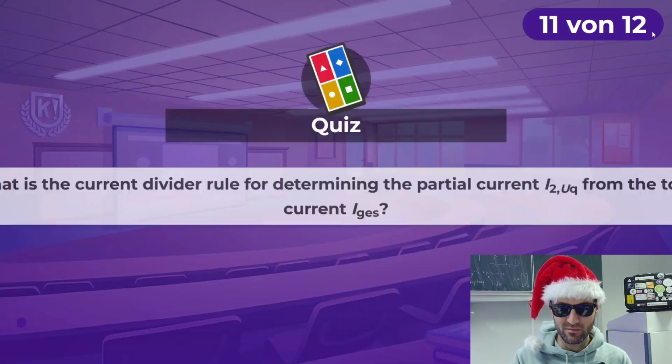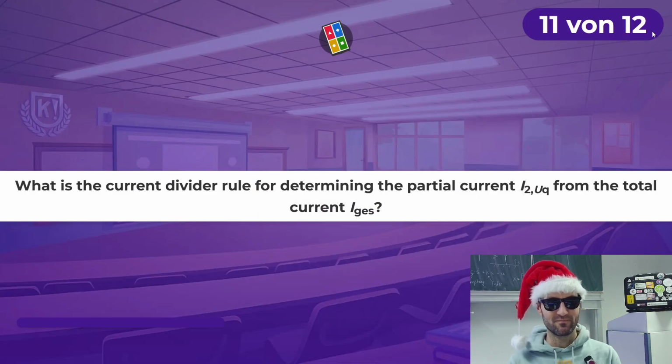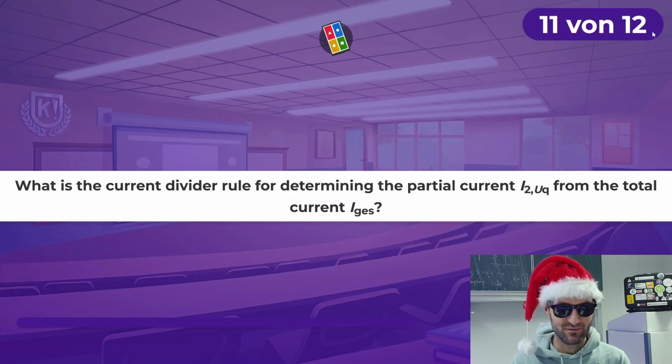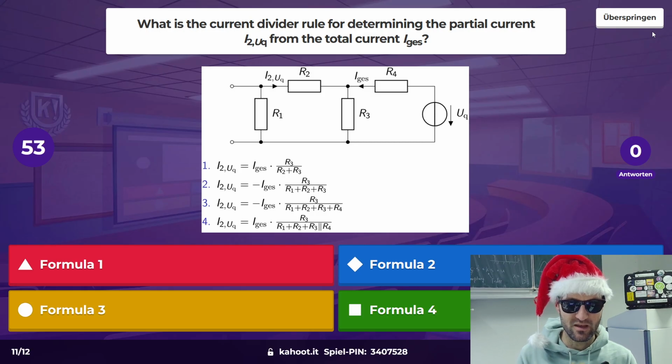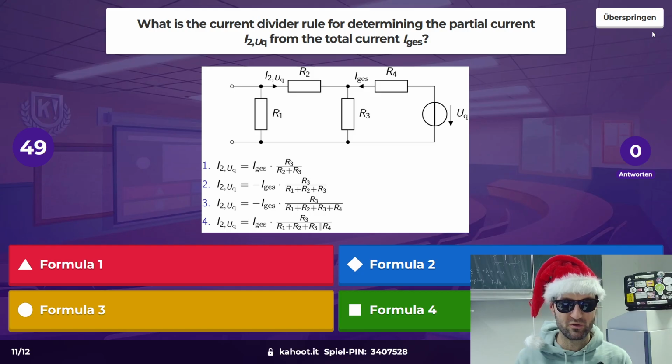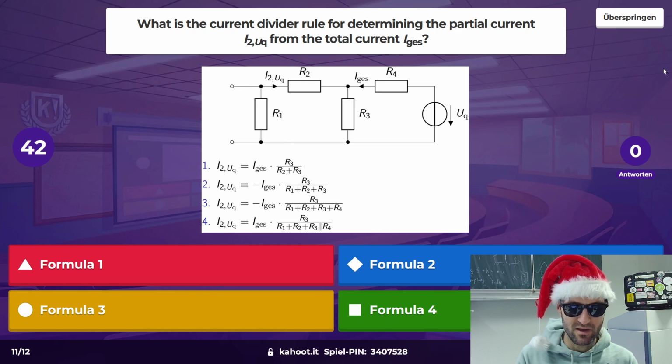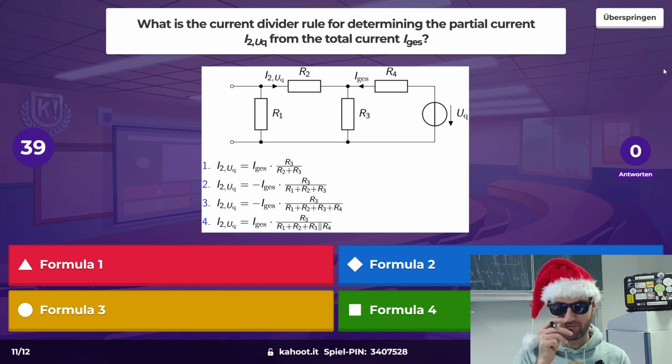So we come to the second to last question for today. What is once again the current divider rule for determining the partial current from the total current? So the same circuit as before. This is the total current, this is the partial current. How can we calculate this partial current from the total current using a current divider rule? And please be aware that this current is pointing in a different direction than this current.